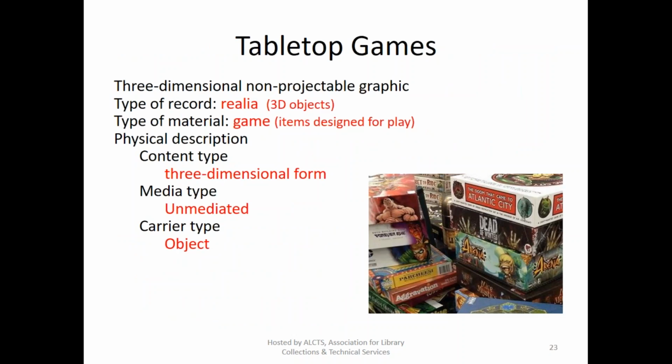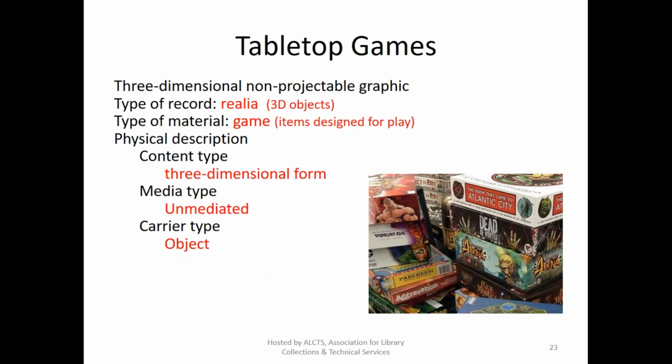So let's look at some items that we've cataloged in our library. So here's a game. It's a tabletop game. For this game, we've listed the MARC fixed field that you'll use. It's a three-dimensional form. You'll use Realia. It's a type of record field, and the type of material is game. It's as simple as that.